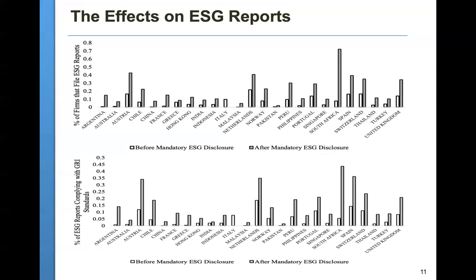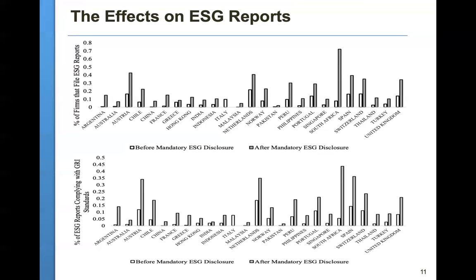In the figure at the bottom, we look at the percentage of ESG reports complying with the GRI standards. We use this to measure the quality of the ESG report. We find that the quality of the ESG report seems to increase dramatically after the implementation of mandatory ESG disclosure. So this is just univariate analysis.